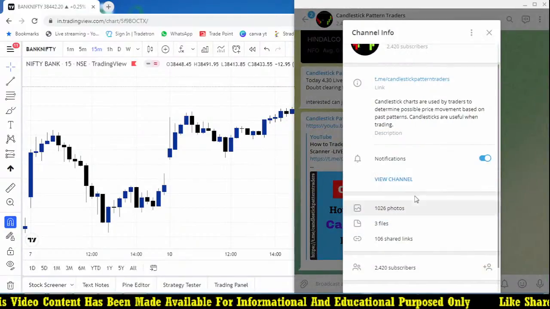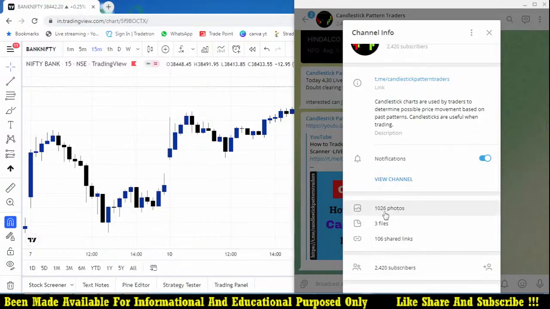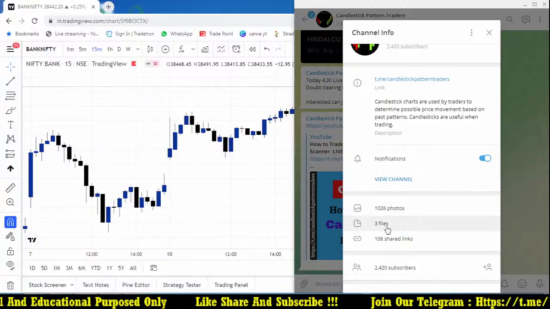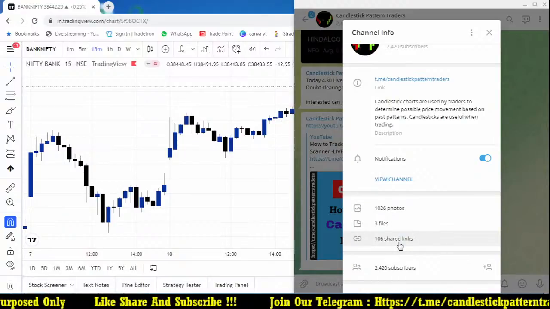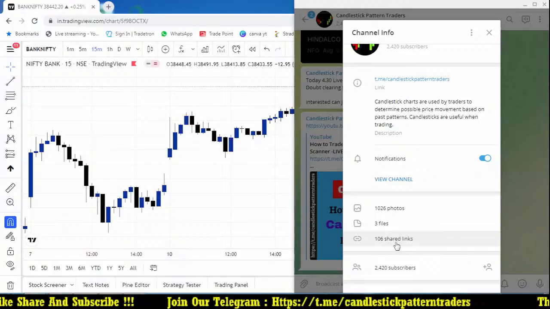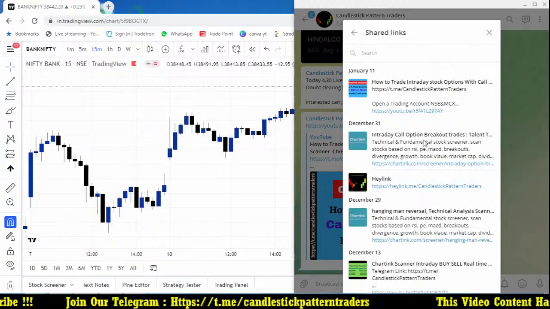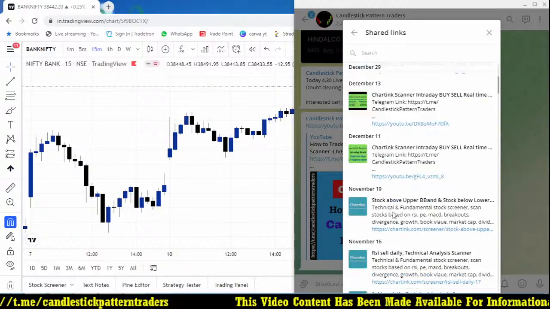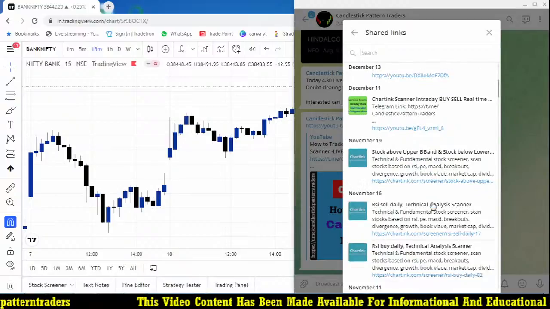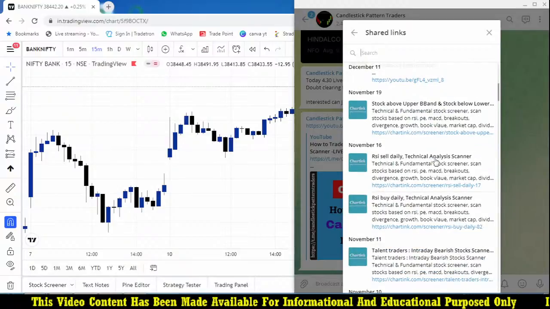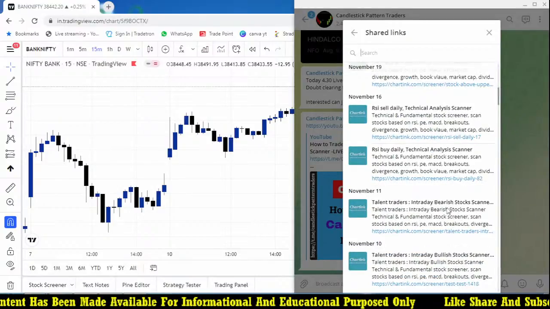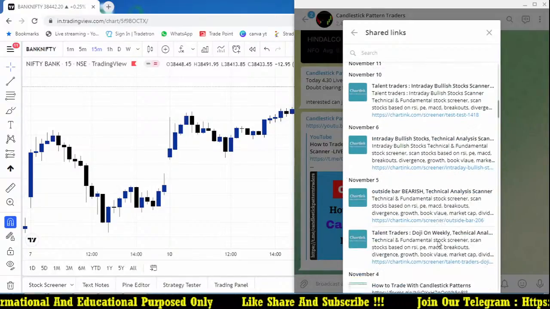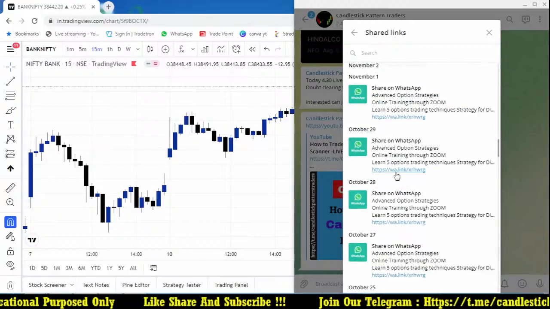Okay, I don't know how to get it. Yeah, here you can see there are 1026 photos, 3 files, 106 shared links. So if you see, intraday call option breakout trade code, hanging man reversal, stock above Bollinger Band, RSI daily scanner, RSI buy daily, intraday bearish stock, intraday bullish stock. So you can check it out. This much work you can do.